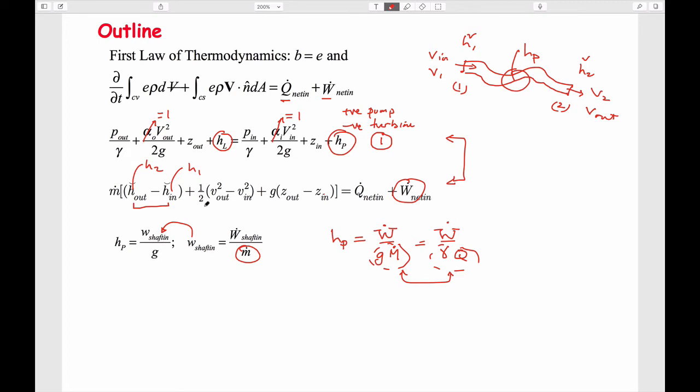And including enthalpy, inertia, or kinetic energy, if you want to think of it that way, potential energy, the thermal energy into the system, or the rate of thermal energy into the system, and the rate of work energy into the system. So pump would be positive, and a turbine would be negative.